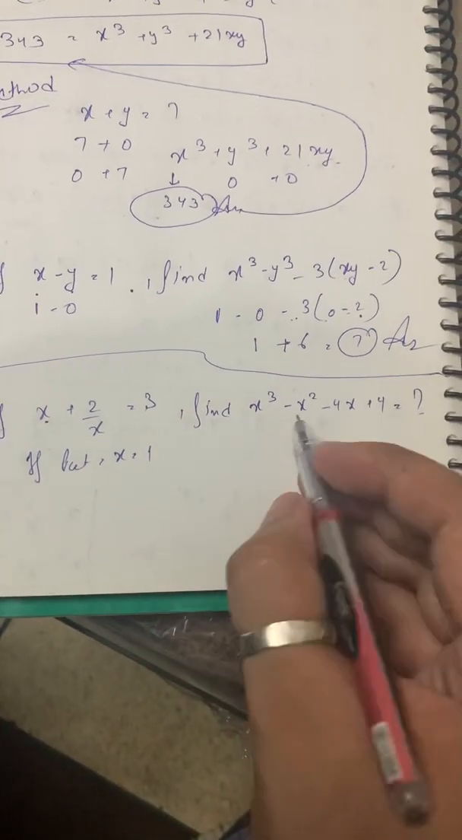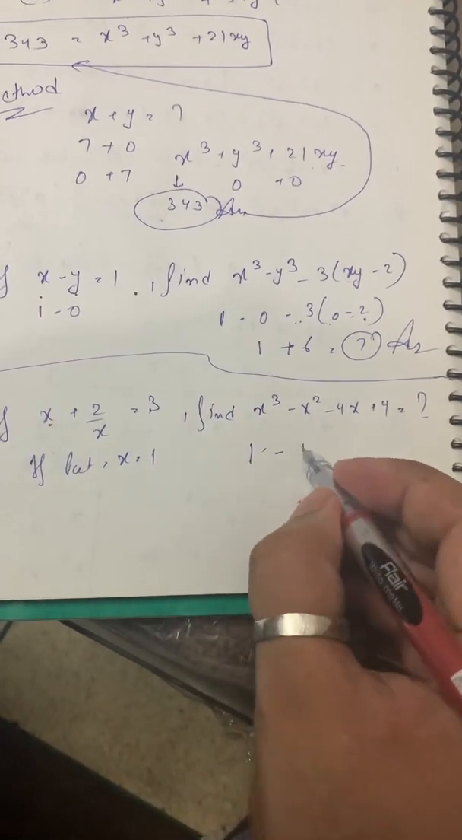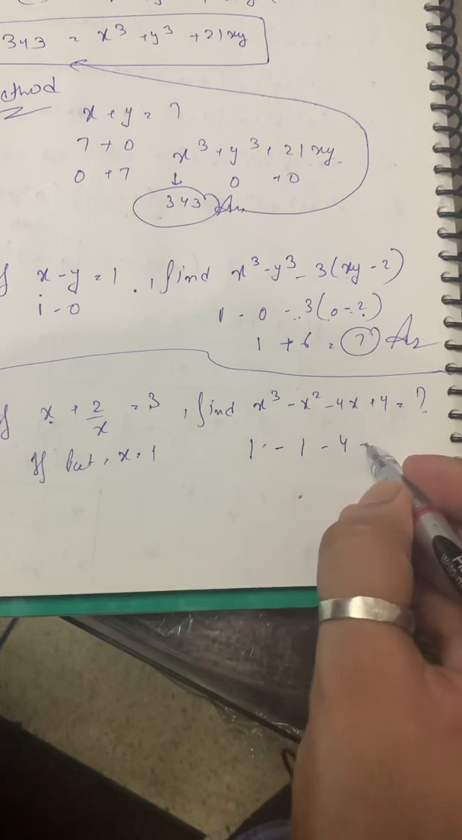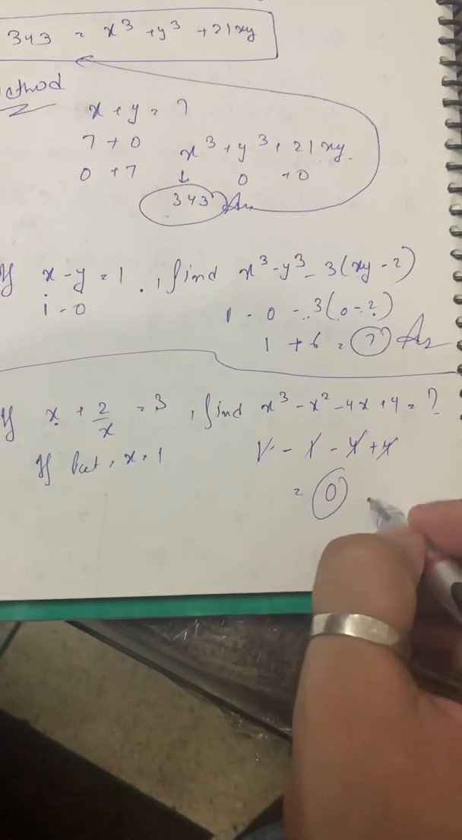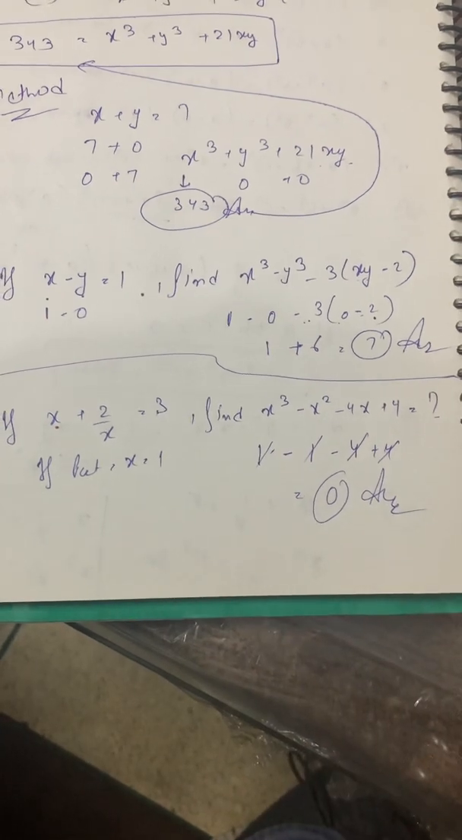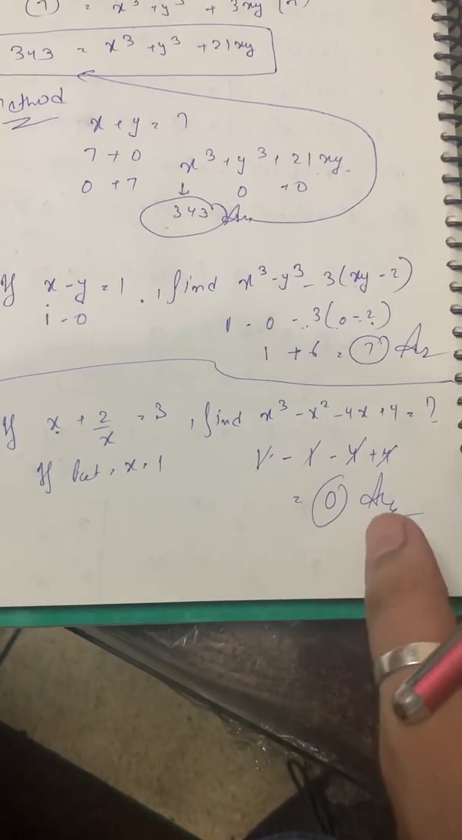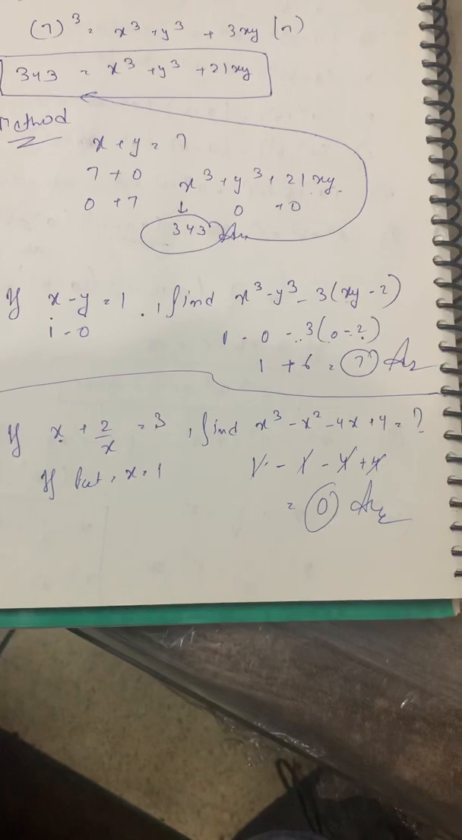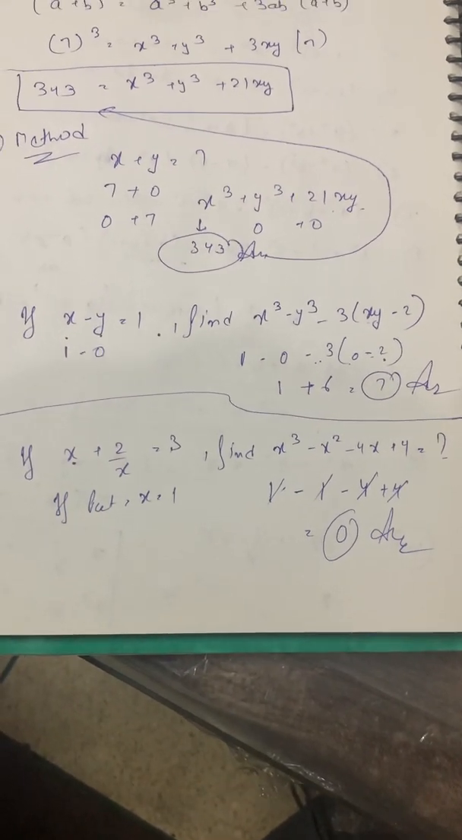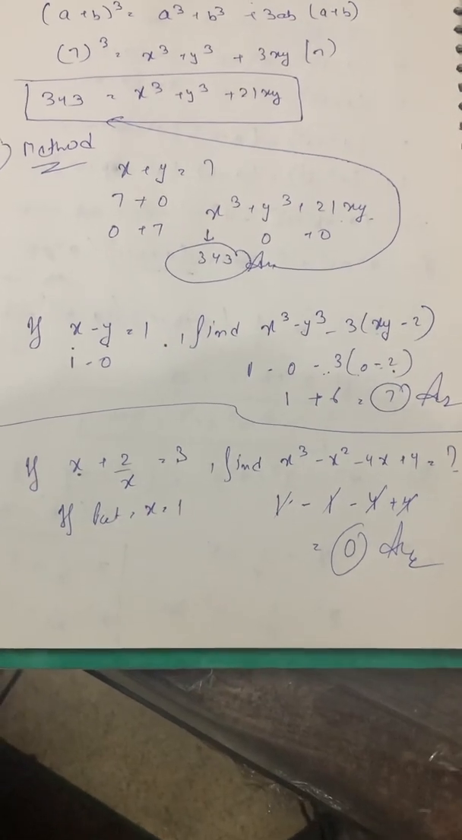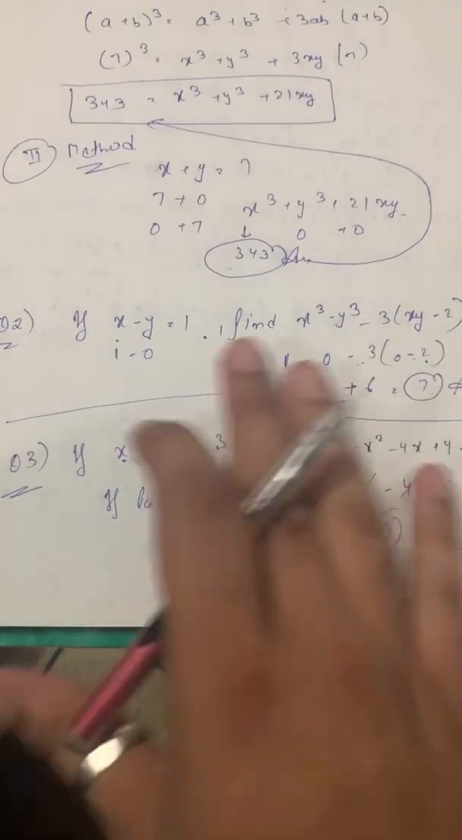I'll put 1 in each case. 1 cube is 1, 1 square is 1, 4 into 1 is 4, plus 4, 4 minus 4 cancel out, plus 1 minus 1 cancel out. The answer will be 0, class. Without any kind of formula, we can directly solve our question by putting any value which must satisfy your given equation. I hope you are getting clear with this.